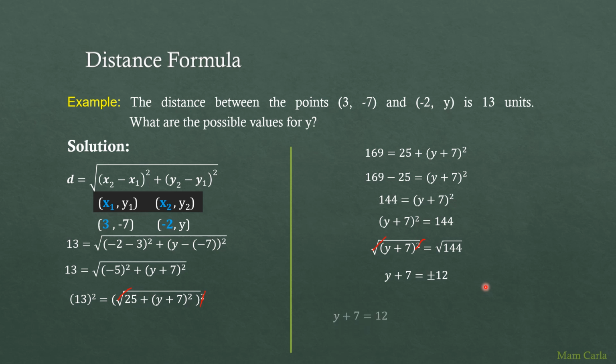For y plus 7 equals 12, we have y equals 12 minus 7. So the value of y here is 5. For y plus 7 equals -12, we have y equals -12 minus 7. So the value of y here is -19. It means that the possible values for y are 5 and -19.